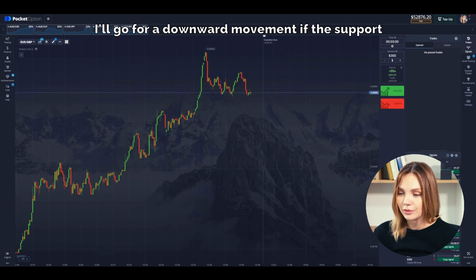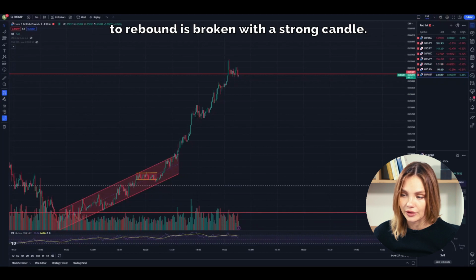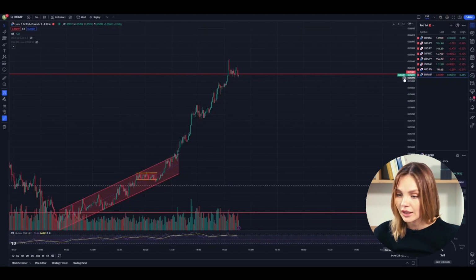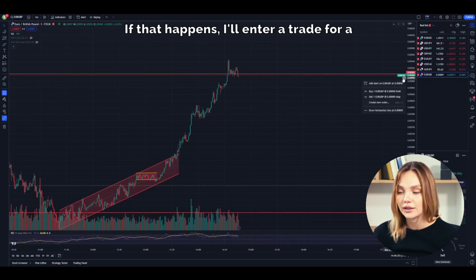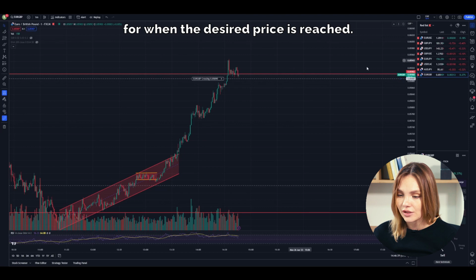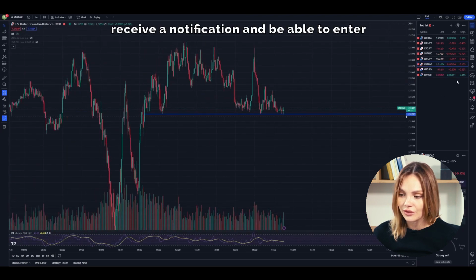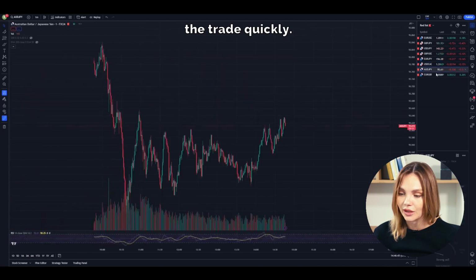I'll go for a downward movement if the support level from which the price is currently attempting to rebound is broken with a strong candle. If that happens, I'll enter a trade for a downward movement. To make sure I don't miss it, I'll set an alert for when the desired price is reached. If the price breaks the support level, I'll receive a notification and be able to enter the trade quickly.